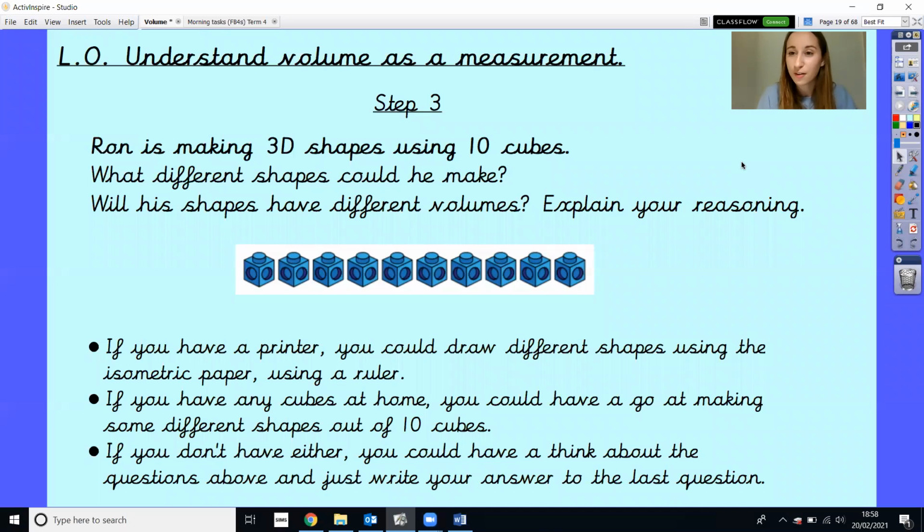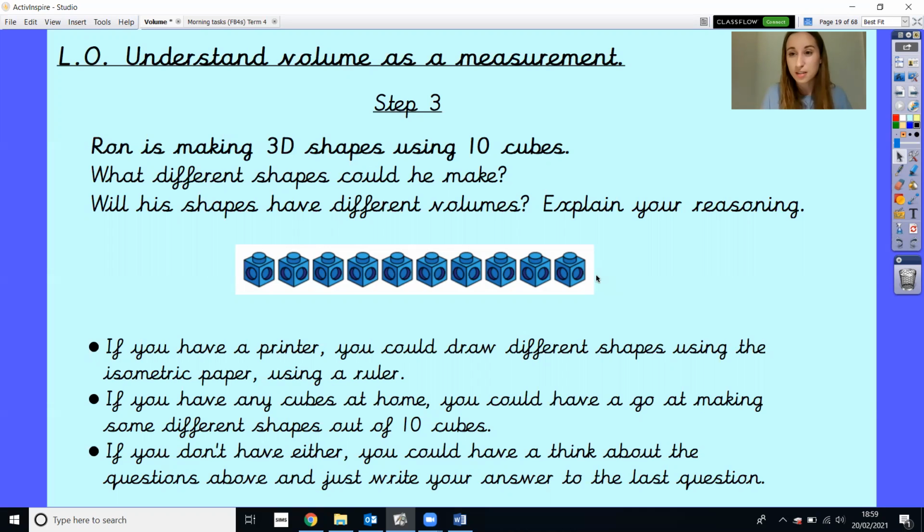Okay, Year 5, well done for everything you've done so far. This is the final challenge and it's your step 3. And I've got a guy called Ron here. Ron is making 3D shapes using 10 cubes. There are his 10 cubes, lovely blue cubes. And the question says, what different shapes could he make out of his 10 cubes? And will his shapes have different volumes? So if he puts his 10 cubes together in one way and then makes a different shape using the same 10 cubes, will the shapes have different volumes because they look different? And it's asking you to explain your reasoning.